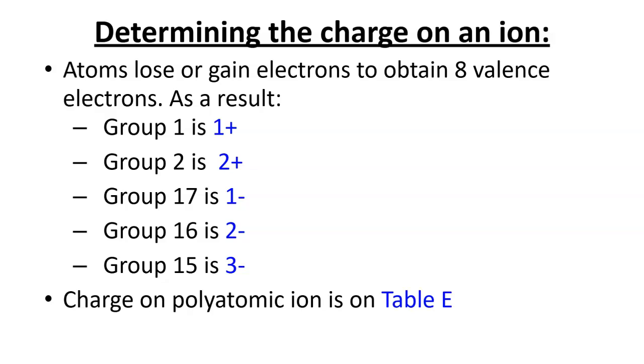So anything in group 1 has one valence electron. It's going to lose that electron to become plus 1. Group 2 will be plus 2, right? Group 17 minus 1, 16 minus 2, and 15 minus 3. If we have a polyatomic ion, those charges are on table E for that ion.